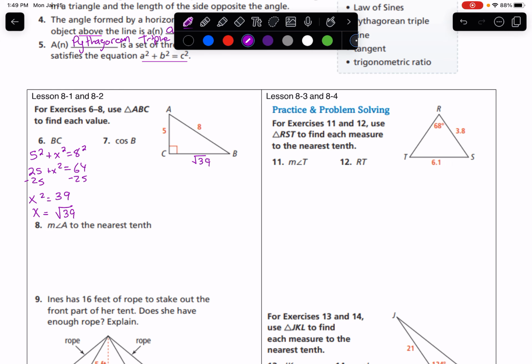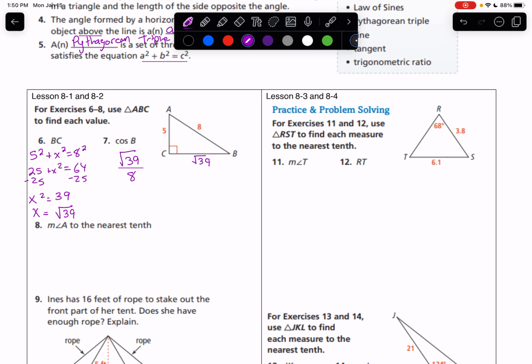Number 7, the cosine of B. Now remember, the cosine means we don't want the angle measure of B. We want the cosine. So if we shrink ourselves down and we stand on angle B, cosine is adjacent over hypotenuse. It's a fraction. So square root of 39 over hypotenuse 8. That's all we need to write for number 7, the square root of 39, that's the adjacent side, over the hypotenuse of 8. And that's all we need.